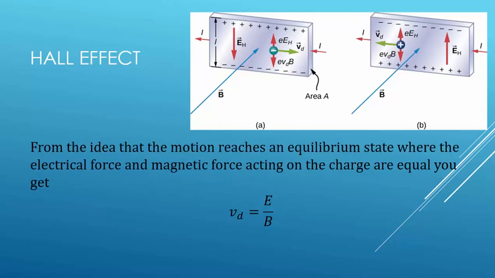And the potential difference between either edge is called the Hall potential. At some point, the motion of the charges is going to get to an equilibrium state, and you can say that the forces are equal, electric and magnetic force, and so the drift velocity is going to be the electric field divided by the magnetic field.